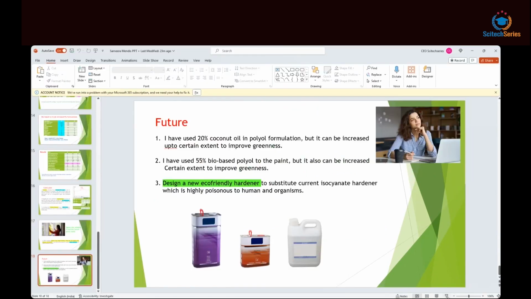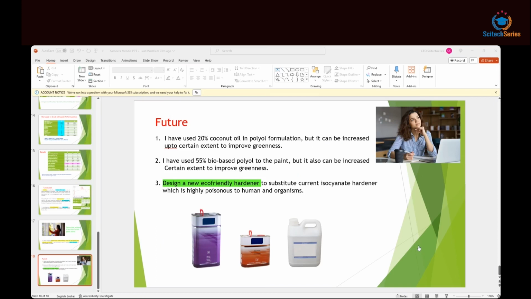Right. The future, if any person needs to develop or further improve this, here are the 3 points I have highlighted. Number one is I have used here 20% coconut oil in the biological based polyol, but any person who needs to improve this can increase this from 20% to some extent. Likewise, in the biological based PU system, I have used coconut oil modified resin 55%. So anyone who needs to develop further can increase this 55% furthermore.